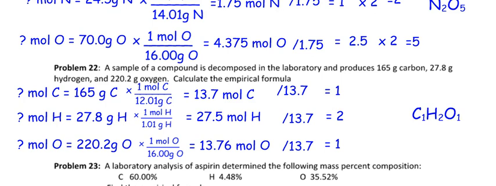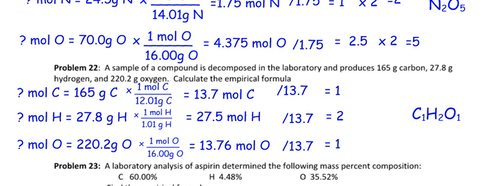So look at problem number 23. What's different about problem number 23? They gave it to you in terms of percent. Well, folks, go back and recall, what does percent mean? It means per 100. So if I assumed I had a 100-gram sample of aspirin, how many grams of carbon do I have? 60. How many grams of hydrogen do I have? 4.48. How many grams of oxygen do I have? 35.52.